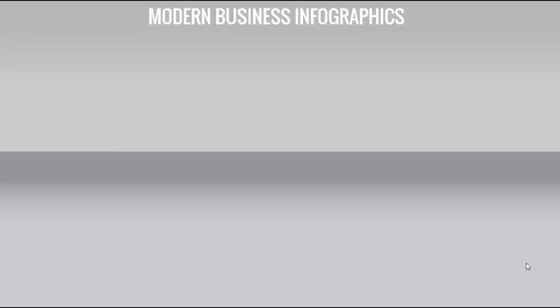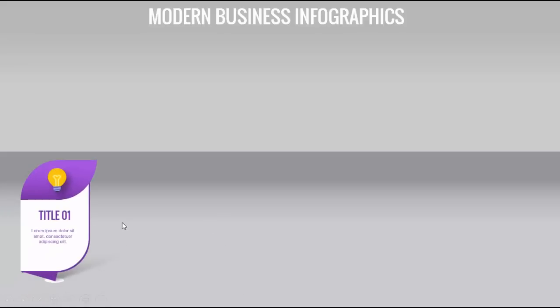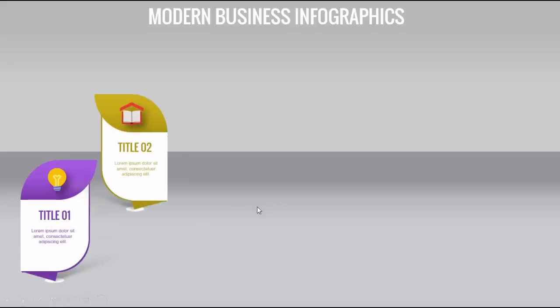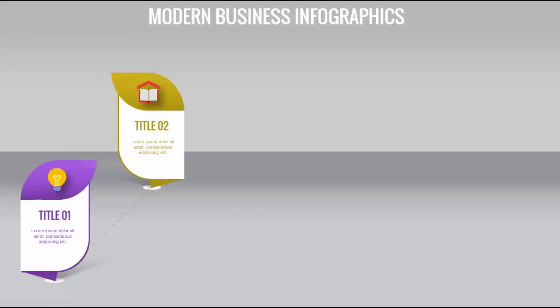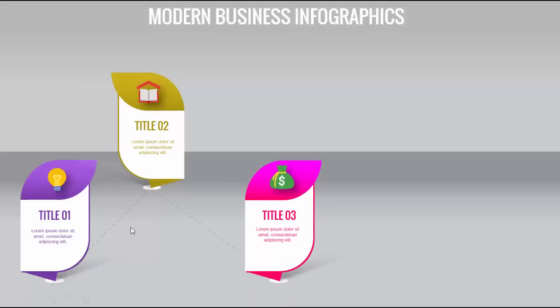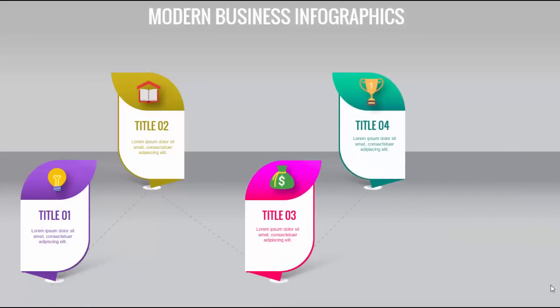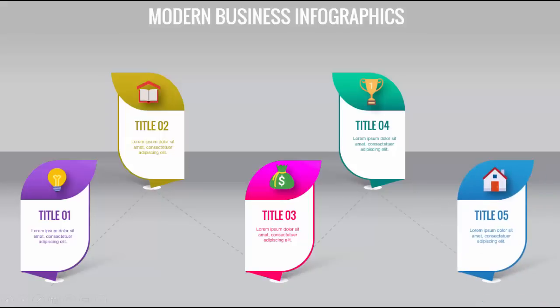In this tutorial, I'm going to show you how to create a modern business infographic slide in PowerPoint. When I click, it will show you the title one with the icons there and with a shadow effect. Then it will come to the title two. Likewise, 3, 4, and 5 will come with different colors.